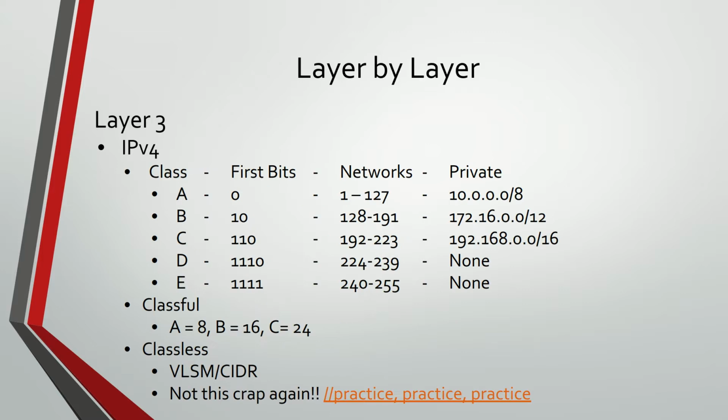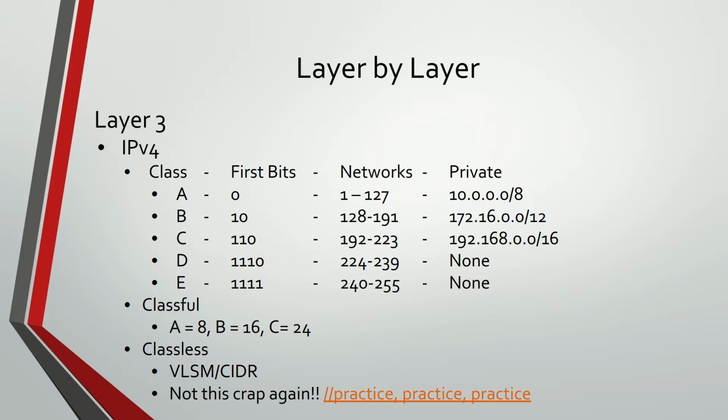So, that being said, let's learn. And now I'm going to force you to learn the old way. Again, layer 3 IPv4. We have classes. Class A, the first bit's going to be a 0. That means networks 1 through 127. We have the private IP. Remember, because we need NAT so much because we're out of IP addresses, we have private addresses. The private address space on Class A is 10.